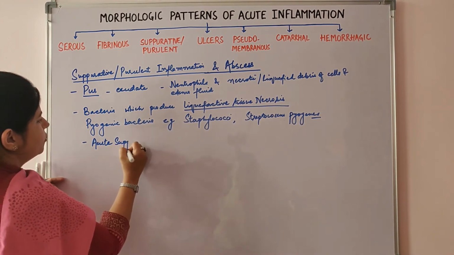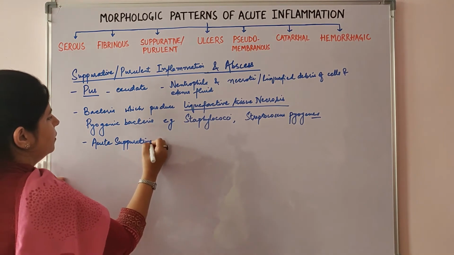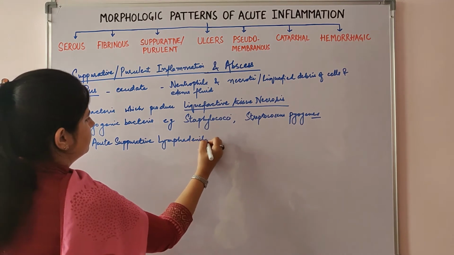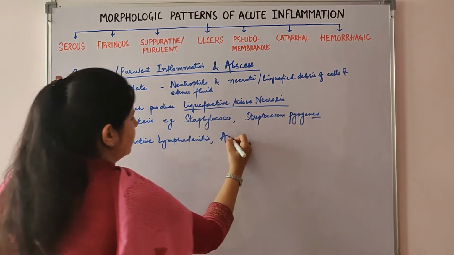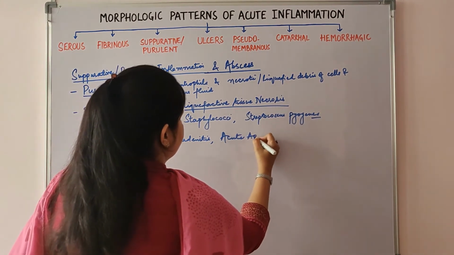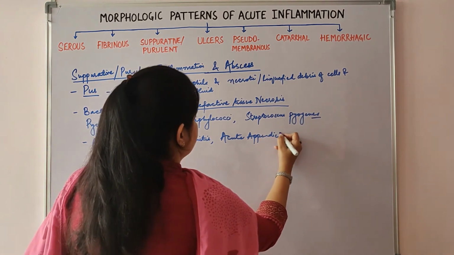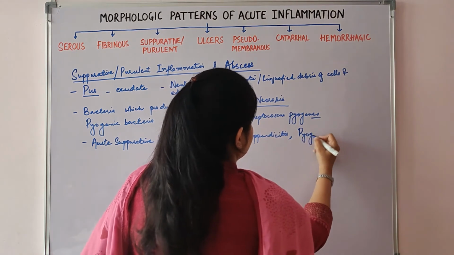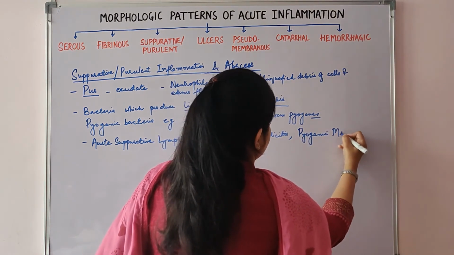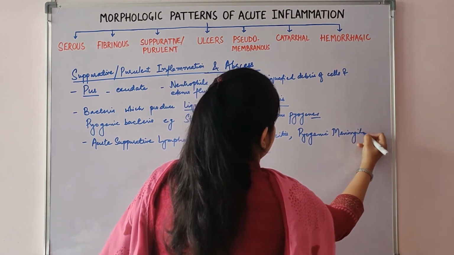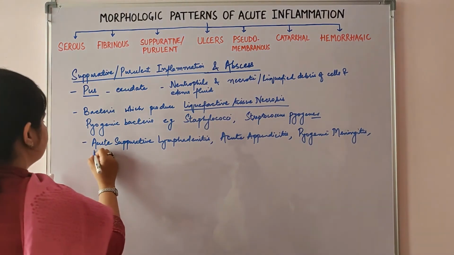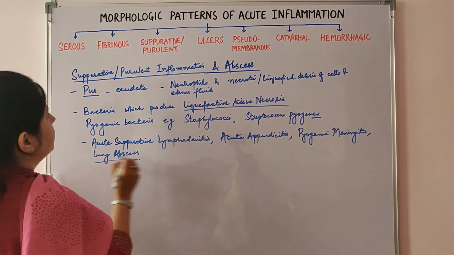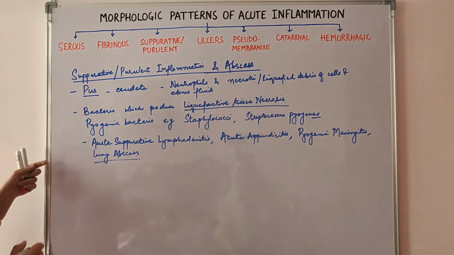And what are the examples of purulent inflammation? Acute suppurative lymphadenitis, acute appendicitis, pyogenic meningitis, lung abscess. These are examples of this purulent or suppurative inflammation.